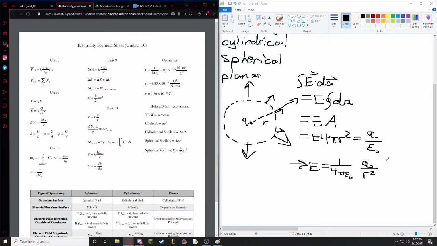So we've gone ahead and derived kq over r squared using Gauss's law. Nice and easy. Does anyone have any questions about this? And also, if we wanted vector notation, we'll just say it's in the r hat direction, radially outward.